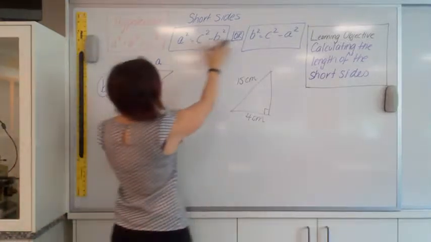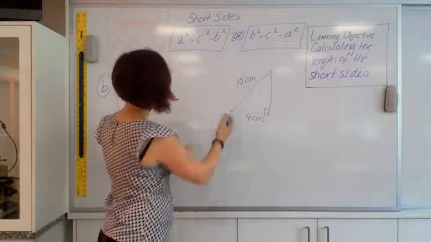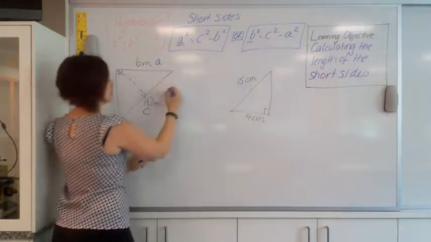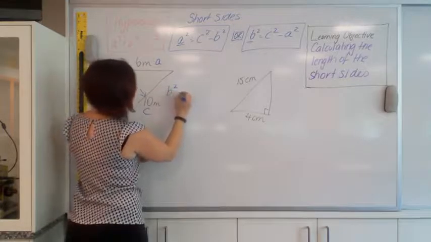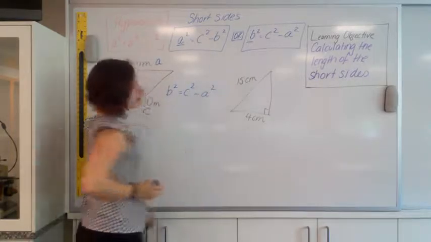So I need to choose my rule, because I've drawn my triangle and labelled my sides. Now I choose my rule. Looks like this one's finding A and this one is finding B. So I'm going to choose this one. B squared equals C squared minus A squared.